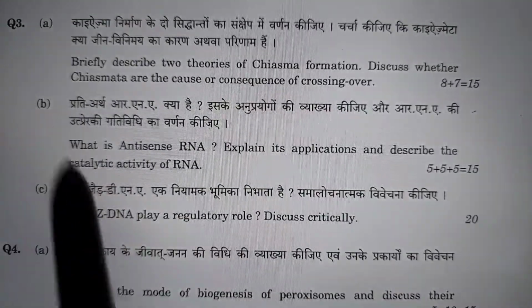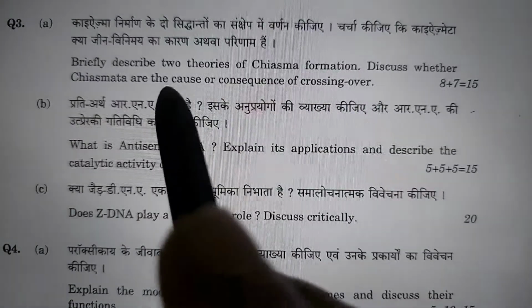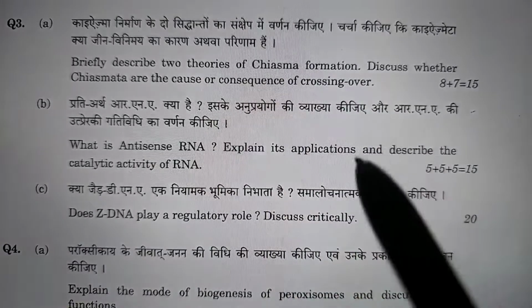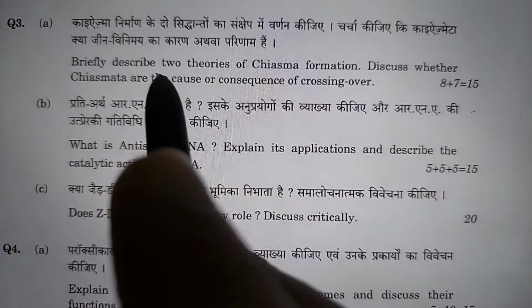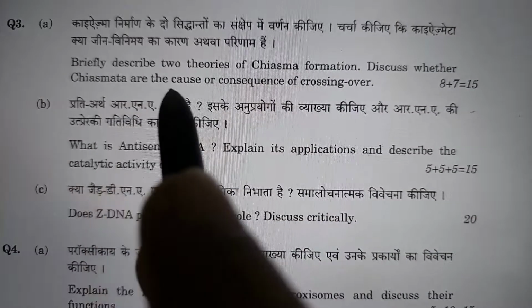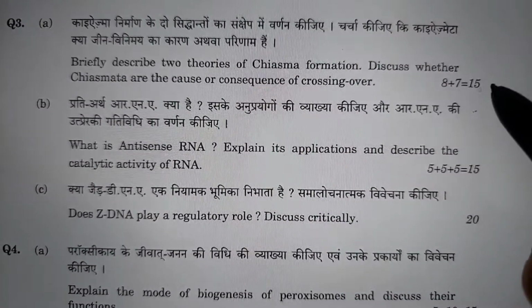So A, B, C. A is briefly describe 2 theories of chiasma formation. Discuss whether chiasmata are the cause or consequences of crossing over. 8 plus 7 marks, total 15.